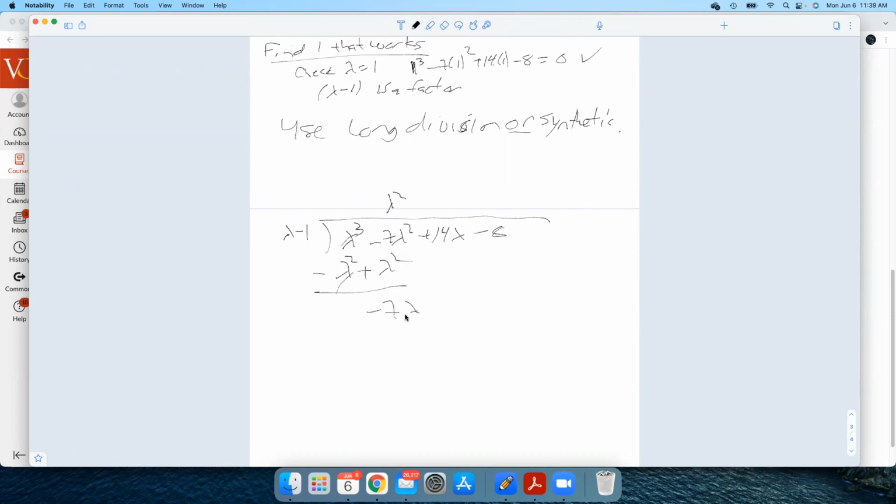I get -7. Bring down the next guy. -7 lambda. So -7 lambda squared plus 7 lambda. My 7s and my lambdas are definitely looking too much alike here. Draw the line, change the signs, add straight down, those cancel out, they better.